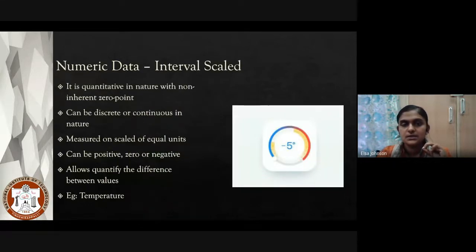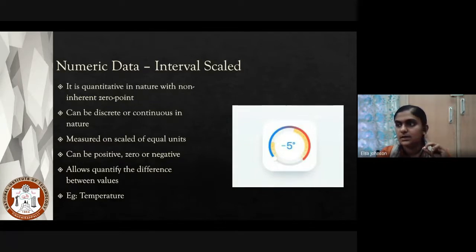Then the next is numeric data, which involves the quantitative side. The first type is interval scale. That means it's quantitative in nature with no inherent 0 point, can be discrete or continuous, measured on a scale of equal units, and can be positive, zero, or negative. For example, I have seen the dial of a temperature shown as -5 degrees Celsius. That was the temperature the day before yesterday. Let's say I'm living in a very cold country. Yesterday it was 0 degrees Celsius. Today I'm seeing 4 degrees Celsius.